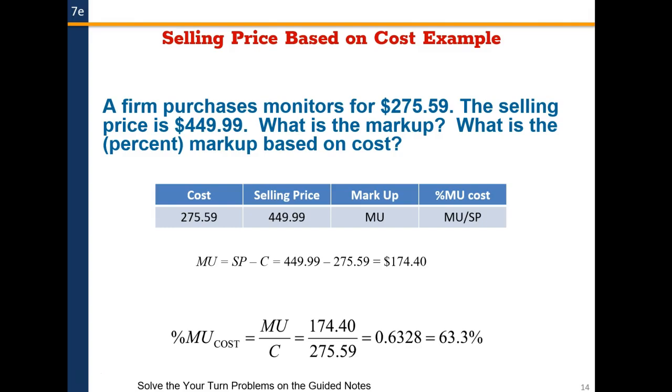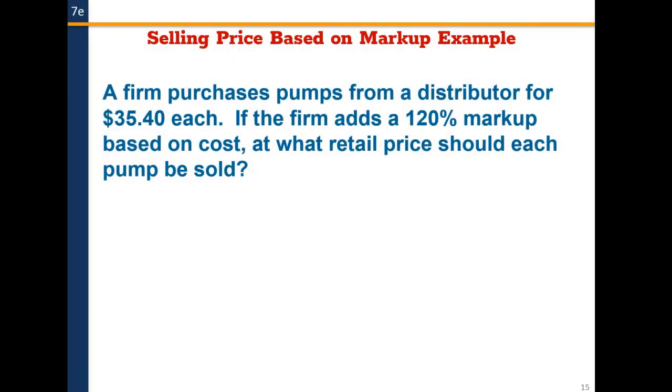Now we're going to take a look at calculating the selling price. A firm purchases pumps from a distributor for $35.40 each. If the firm adds a 120% markup based on cost, at what retail price should each pump be sold? So we are going to use the equation selling price equals cost times 100% plus the percent markup.